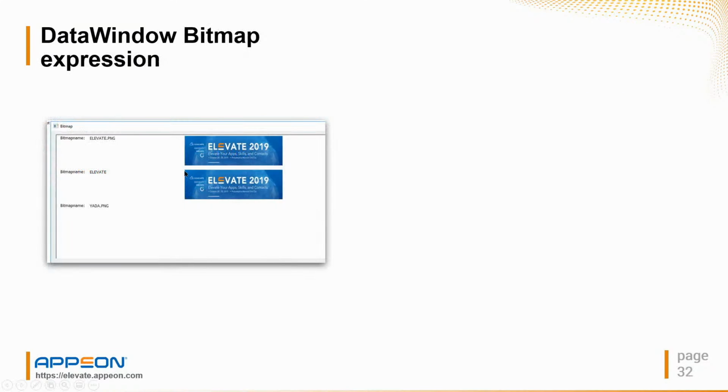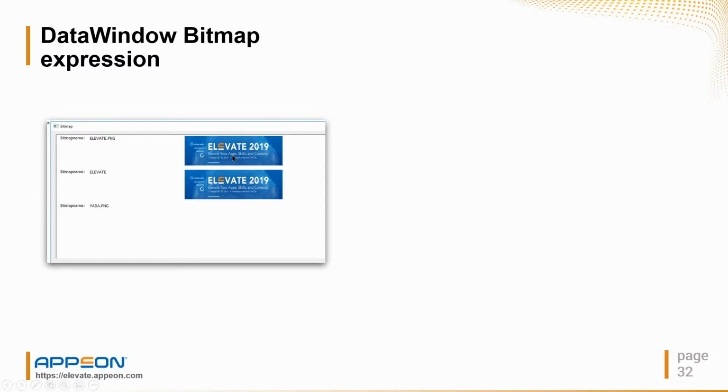This is the bitmap expression. What's happening in this data window is I have a file name on the left, and on the right I have the bitmap image, and not necessarily bitmap because these are actually PNG files. But the name of it refers to the name of a picture file, and then this is the expression.